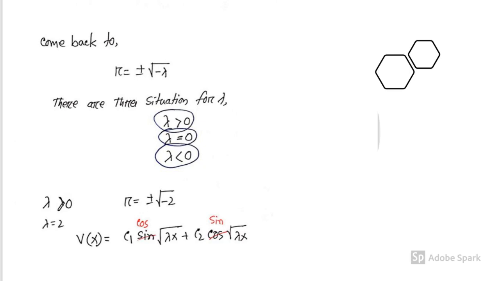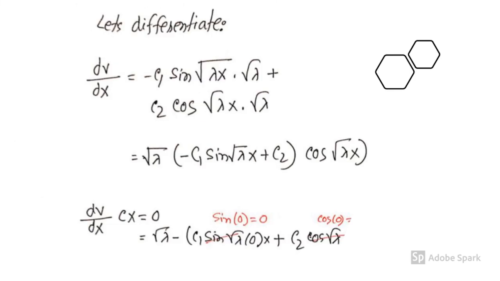So V(x) equals C1 sin(√λ x) plus C2 cos(√λ x). We can change sine to cos and cos to sine according to the equation. So let's differentiate. If you differentiate, then dV/dx equals minus C1 sin(√λ x) times √λ plus C2 cos(√λ x) times √λ. So we get lambda root over lambda.